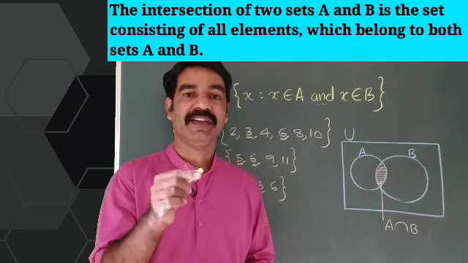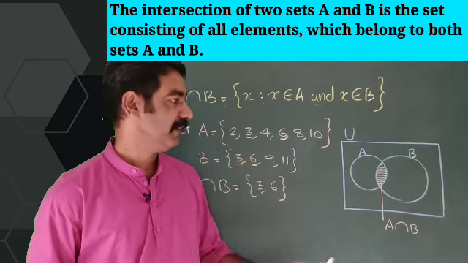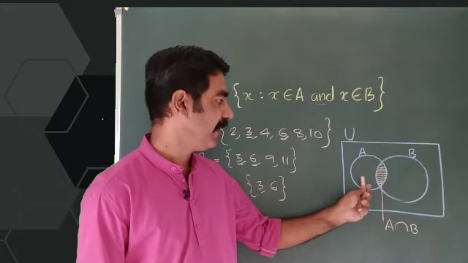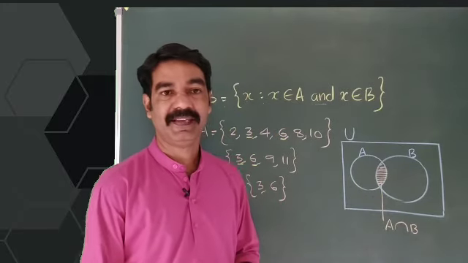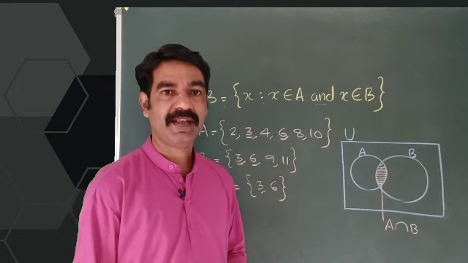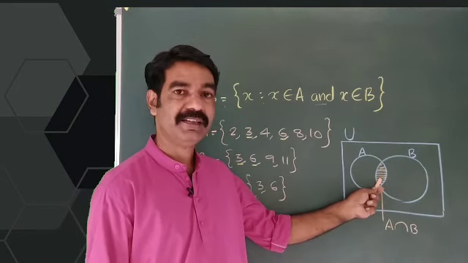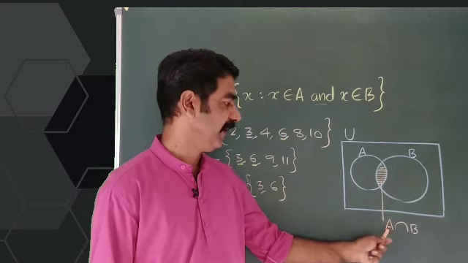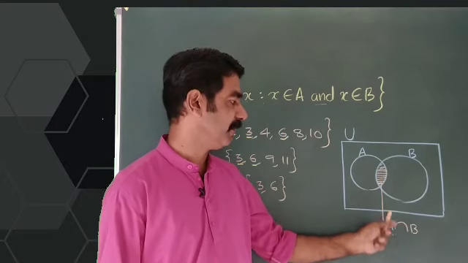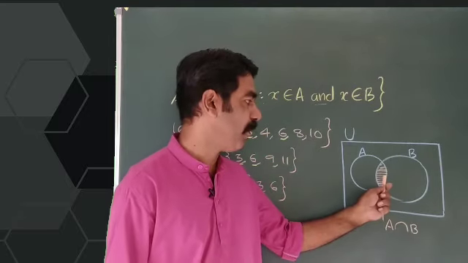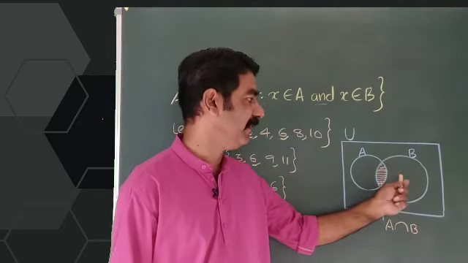Using a Venn diagram, how can we represent this? See, this is a Venn diagram. Suppose U is a universal set and A and B are any two sets. This part is the common area. This common area represents A intersection B. This shaded region represents A intersection B. So A intersection B is the common elements in both A and B.